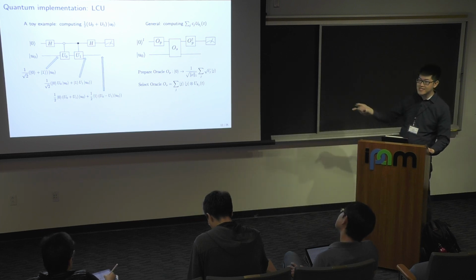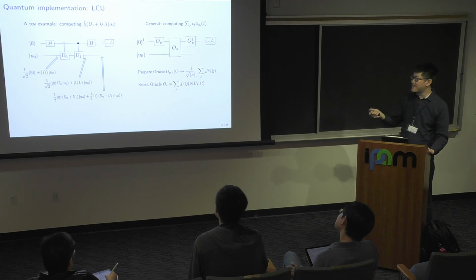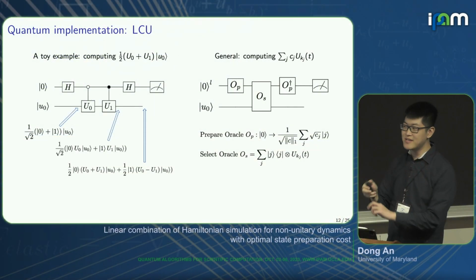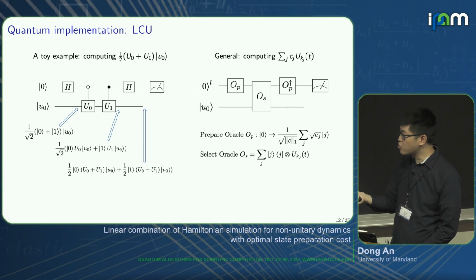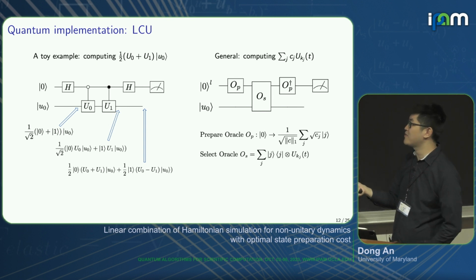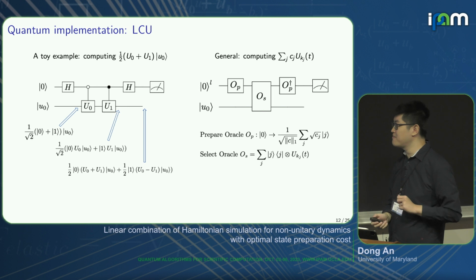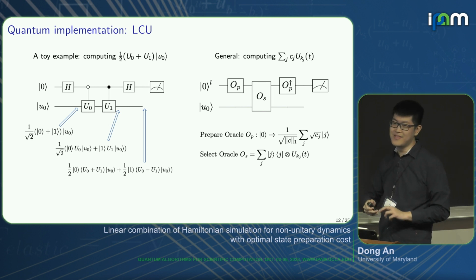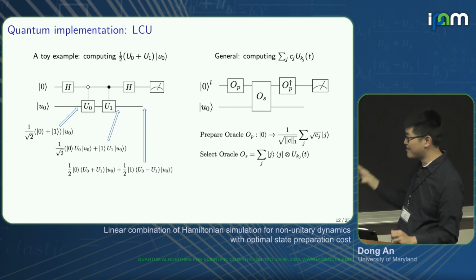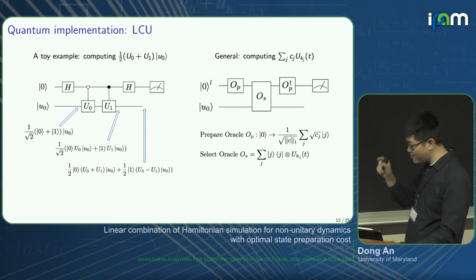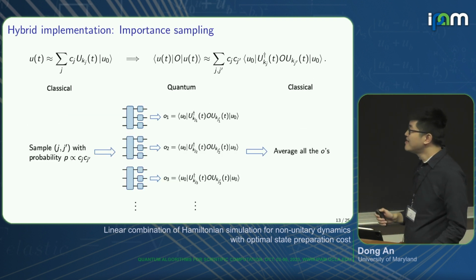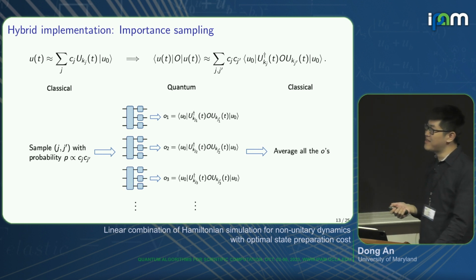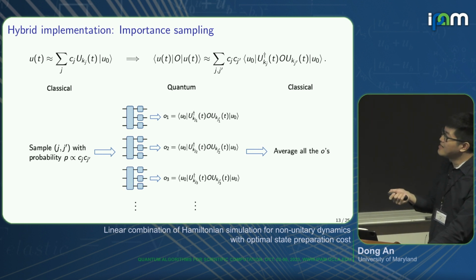Okay, great. Yeah, this is the quantum approach. In the quantum approach, you can see that LCU is very powerful, but we need some ancilla qubits, some controlled application of the unitary, and also some oracles. So maybe it is not quite suited for the early fault-tolerant regime. If we want to make this a little bit more near term, then probably we want to consider the hybrid implementation. The hybrid implementation is really based on importance sampling.